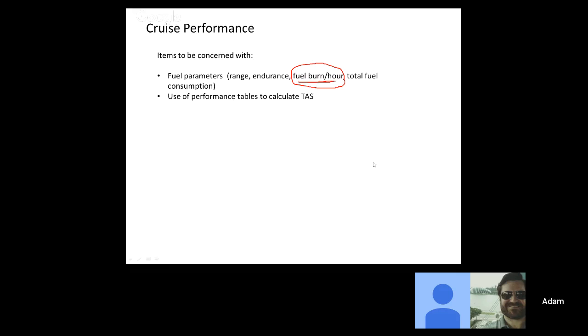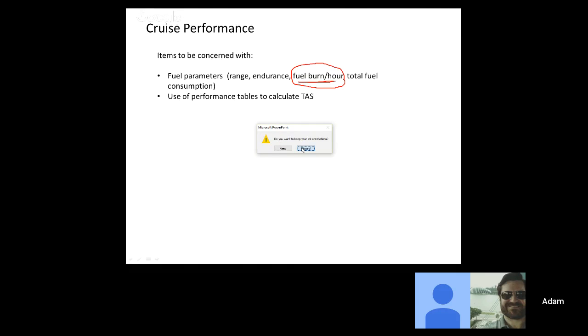In the cruise performance tables, you'll also be able to calculate true airspeed. Of course, true airspeed is important because as you go up in altitude, as we've already learned in prior sessions, typically your true airspeed will increase. So as you study the tables associated with each of these items, you're going to be able to calculate fuel, true airspeed, and other parameters.